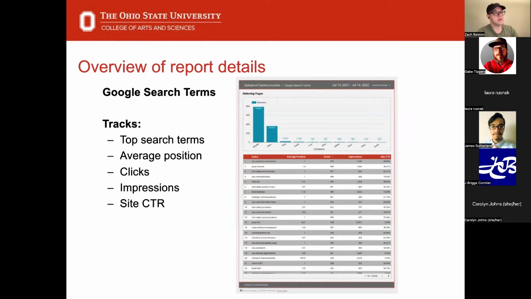So this is where the report covers your Google search terms, and this is basically what are they typing to find your web page. So this tracks everything from your top search terms to clicks, impressions, sites, CTR. It provides you a visual breakdown of your browsers, where they're coming from. Most of the time it's going to be Google. You might see some other ones that might seem a little odd to you.